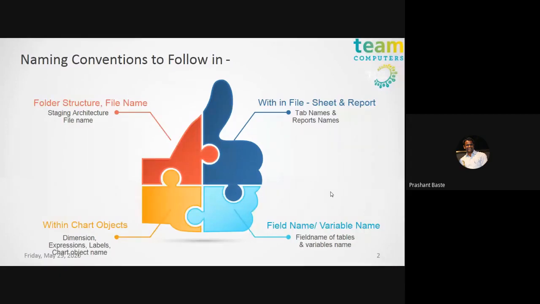And while creating the visualizations, when we have the different chart objects, we have different dimension expressions. When the charts are displayed with respect to the dimension and expression, they should have proper labels and proper headings that help the user at first glance. The user should be able to understand what this column means, what this dimension means. So we'll go into the detail one by one.